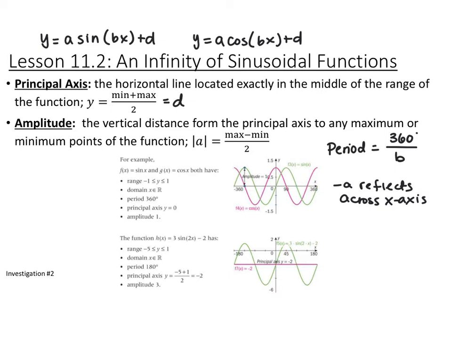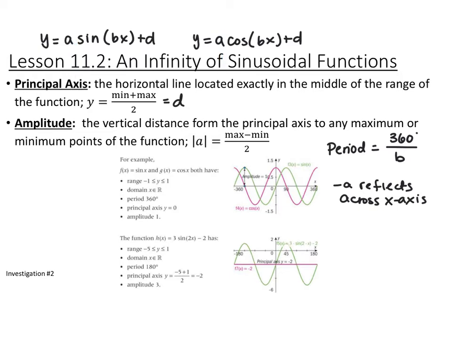If you have general sinusoidal functions, y = a sin(bx) + d, or y = a cos(bx) + d, then the principal axis is going to be your vertical shift, whatever's being added on to the end. So it's just whatever is added or subtracted, which I called d. The amplitude is your vertical stretch or compression. So it's whatever is being multiplied by sine or cosine, but we always call it the absolute value of whatever's in front.